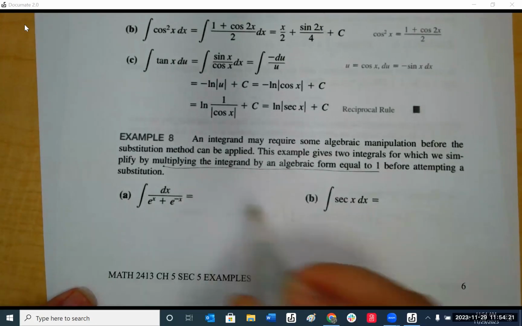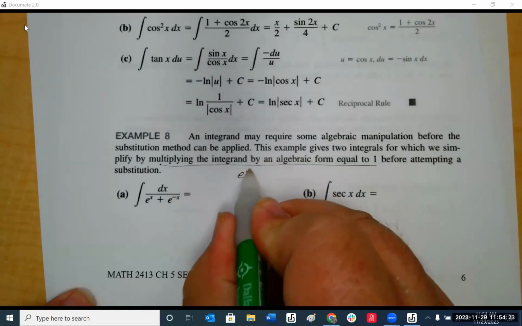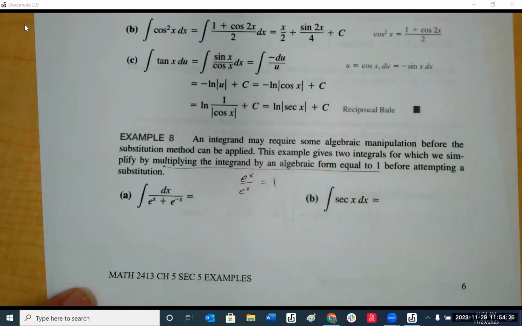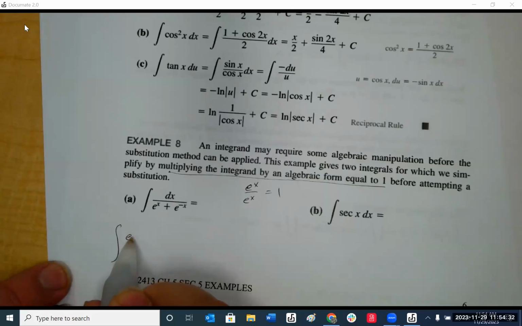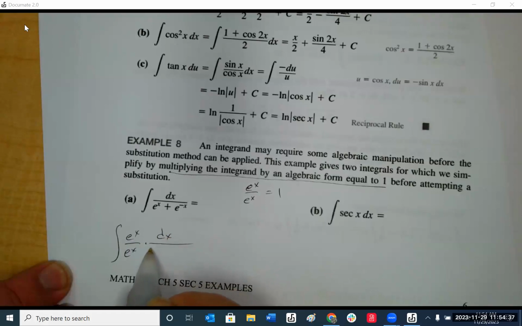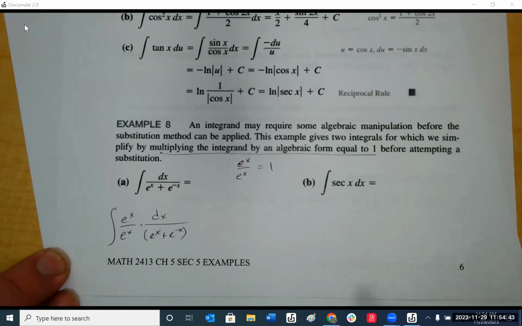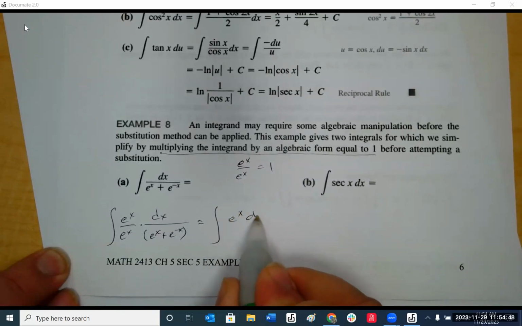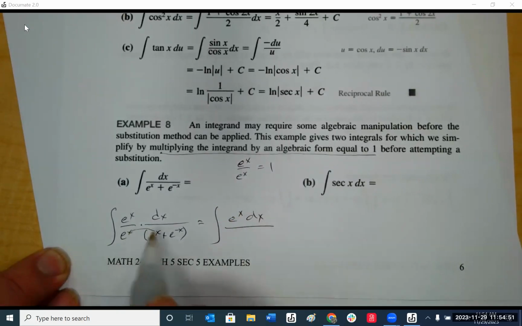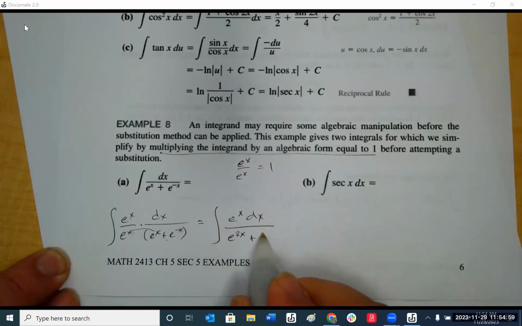So for example, in this first one, what equals 1? e to the x over e to the x. That equals 1. So if I multiply this integrand by e to the x over e to the x, I'm just multiplying by 1. So here, what I have now is e^x dx. e^x times e^x is e^2x. e to the x times e to the negative x is e to the 0, which is 1.